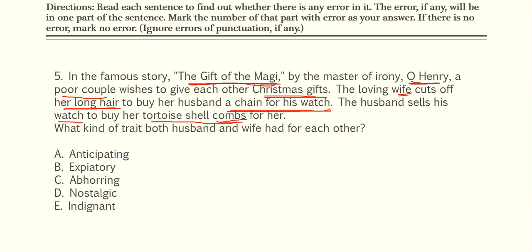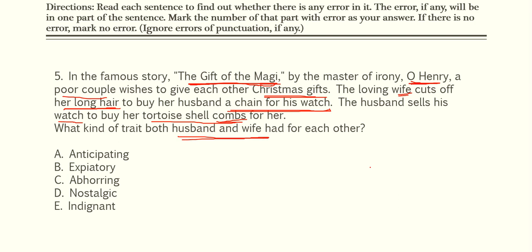But the wife had already cut her long hair, and the husband was sacrificing his watch just to buy her tortoise shell combs. Got it? Now, what kind of trait both husband and wife had for each other? मतलब हस्बैंड और वाइफ का कौन सा ट्रेट हमको दिखता है पैसेज में? फाइन, लेट्स सी द ऑप्शंस नाउ.